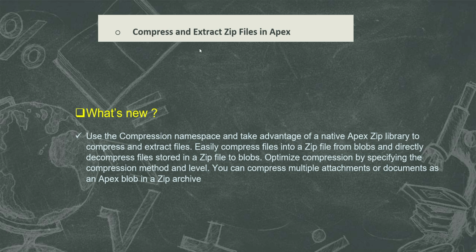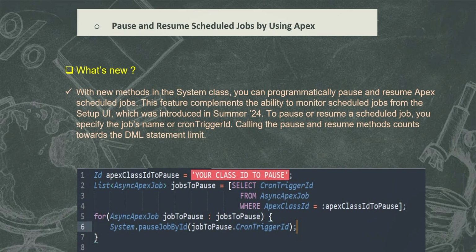Suppose my job is running and I want to pause my job for 1 hour. Before the Spring 25 release, you could abort your job, then do your action, and then schedule your job again. That was too harassing.